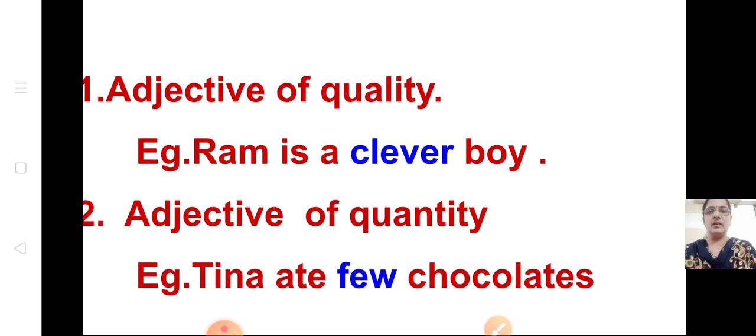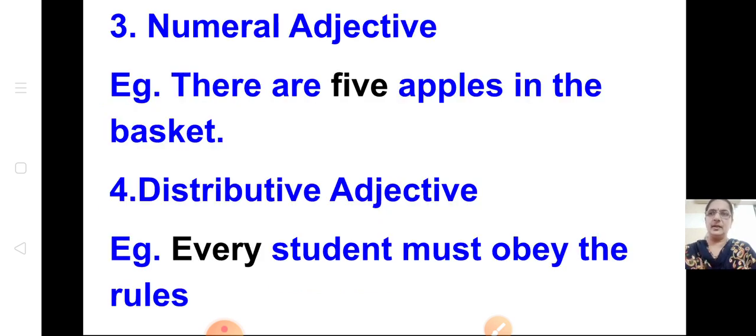I'm just giving what is quality. So Ram is clever. What type of boy is he? Clever. So it is a quality. So this is adjective of quality. Quantity means number: few, some, many, few. They all come under quantity. So Tina ate few chocolates. This is adjective of quantity.